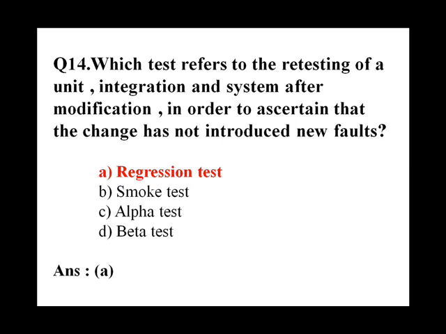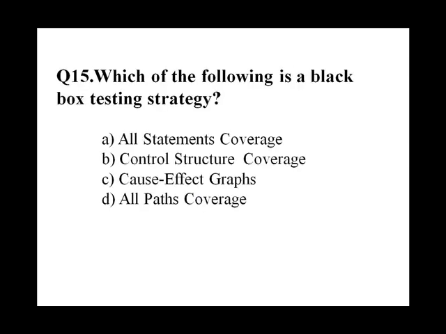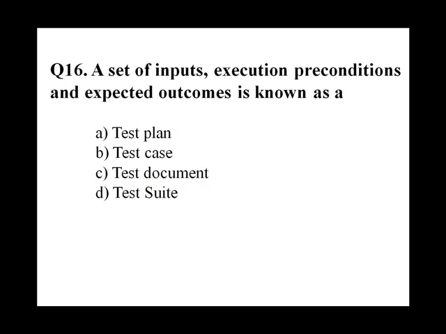Next question. Which of the following is a black box testing strategy? The options are all statements coverage, control structure coverage, cause effect graphs, all path coverage. The correct option is the third one, cause effect graphs. Next question. A set of inputs, execution preconditions and expected outcomes is known as a. The options are test plan, test case, test document, test suite. The correct option is test case. Test case plays a vital role in the testing process.